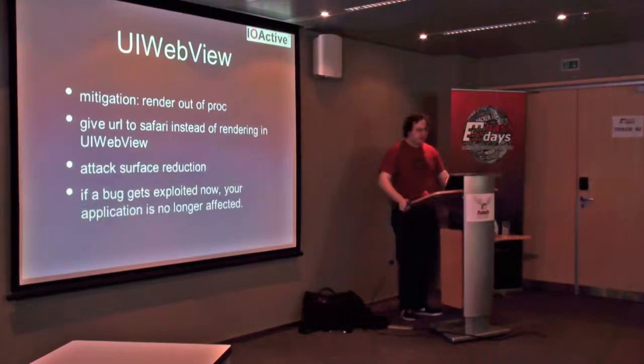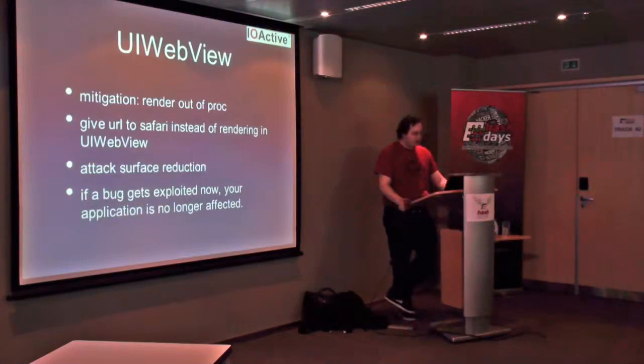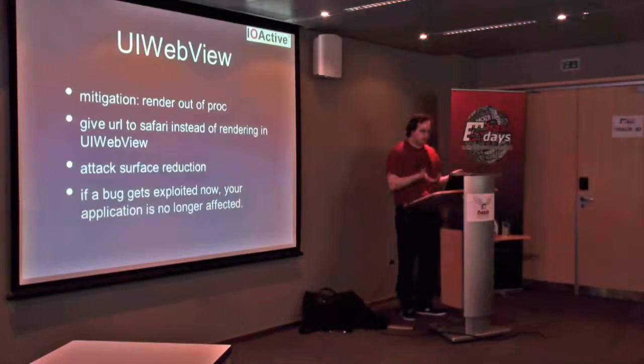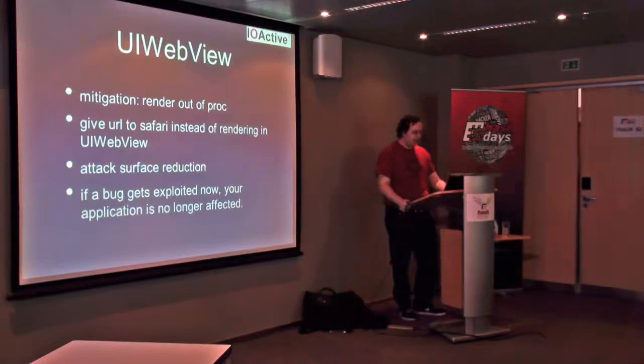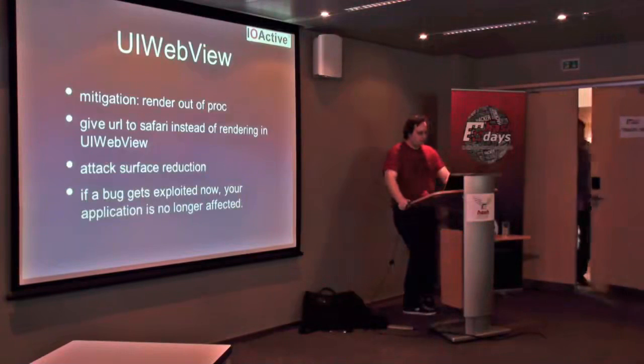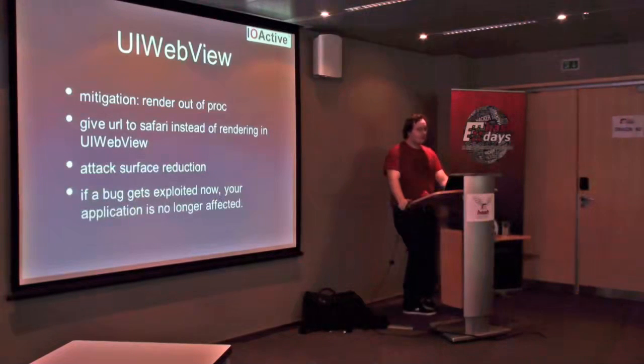So because you can't turn it off and because it's on by default, the only mitigation I could come up with is to render out of proc, to not use a web view. For example, the Facebook app has this thing where if you click on a link, they'll have their own web view that comes up, which is a browser and renders stuff, right? And then you have all this attack surface within your own iOS app. So the only mitigation I see there is to not do that. If you need to have a piece of HTML, call out to Safari and let Safari render it.